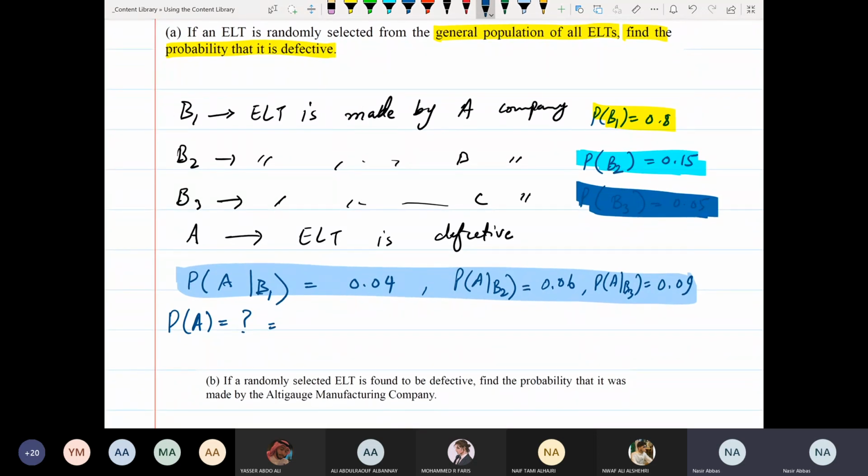So this is going to be simply what? The weight of every company multiplied by the defect rate of every company. 0.8 multiplied by 0.04. 0.15 multiplied by 0.06. 0.05 multiplied by 0.09. The only thing you need to be careful here is do not multiply the weight of one company with the defect rate of another company. Make sure that it's the same company you are multiplying the weights of. So the overall defect rate of ELTs is 0.0455.